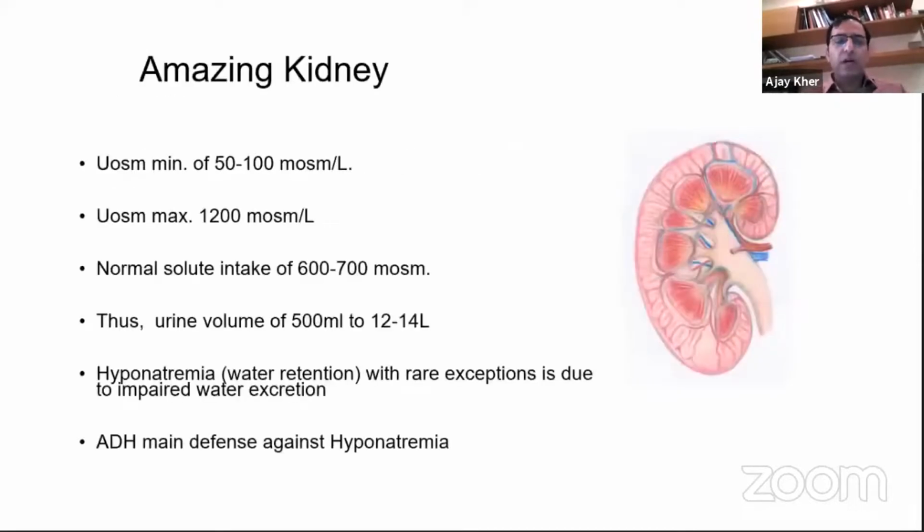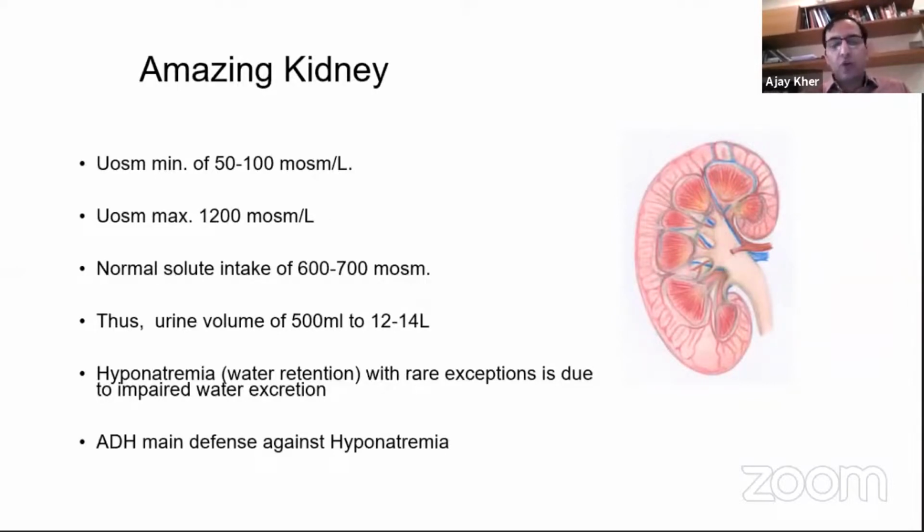So we'll start with the kidney and how amazing and flexible and adaptable it is. The minimum concentration, or urine osmolarity, that the kidney can get to is anywhere between 50 to 100 milliosms per liter, and the maximum is 1200 milliosms per liter. The normal intake in a normal diet is about 600 to 700 osms. At the minimum concentration of 50, the body can put out up to 12 liters, and at the maximum concentration of 1200, the urine volume can be 500 ml.